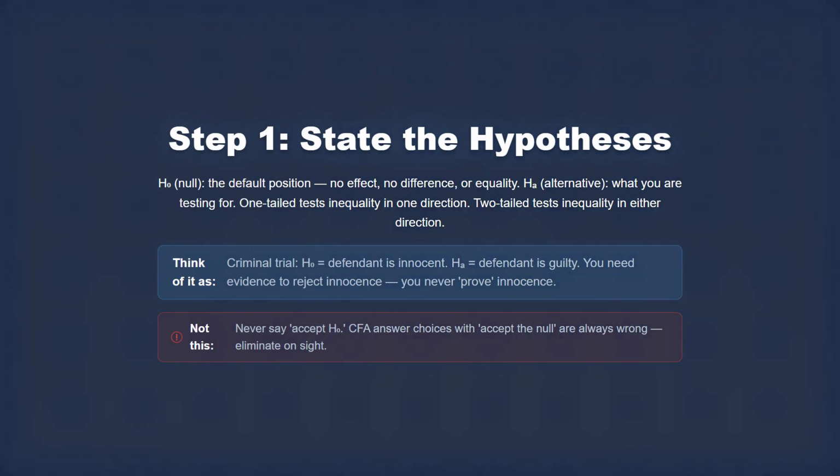Critical language rule: the CFA exam never uses the phrase "accept the null hypothesis." If you see that in an answer choice, eliminate it immediately. The correct phrase is always, fail to reject H0. A not guilty verdict does not prove innocence. Failing to reject H0 does not prove it is true.